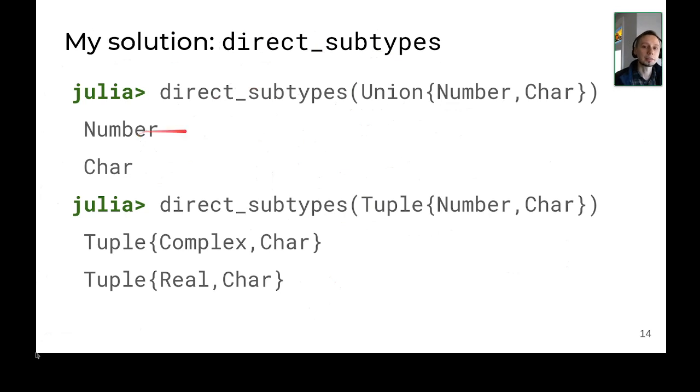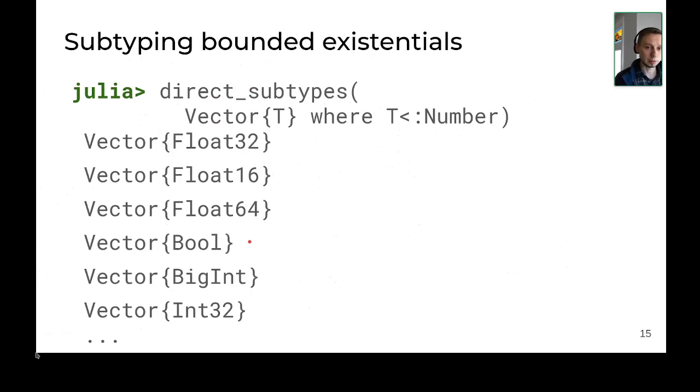We still have to iterate after we do one step of subtyping. For example, take the union of number and char. The direct subtypes of those are number and char, and then we have to recursively iterate over those subtypes. Unions and tuples are rather simple examples, so I'll switch to existentials here. An existential type is, for example, Vector{T} where T <: Number, which will match all possible vectors that were instantiated with number types.